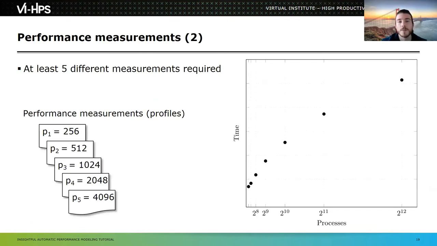So what kind of measurements do we require for Extra-P? For each parameter that we want to model, we require at least 5 different measurement points. So for example, here, if we want to model runtime as a function of the number of processes, we need at least 5 measurement points. So for example, here, P1, 256, 512, and so on. And using these 5 points, then we can create a performance model and make predictions, for example, to extrapolate the performance for 2 to the power of 11 processes, for example.